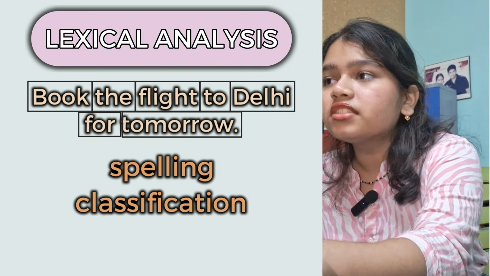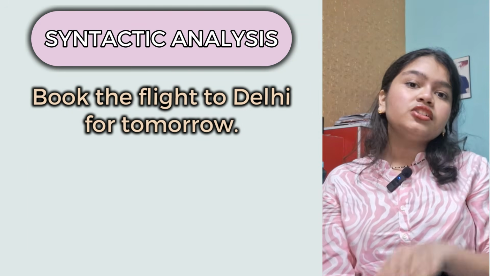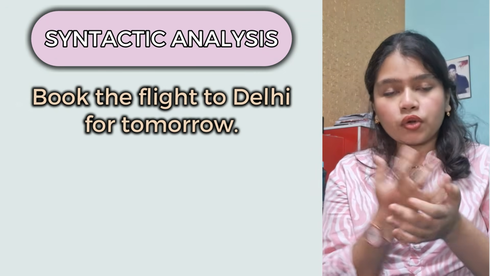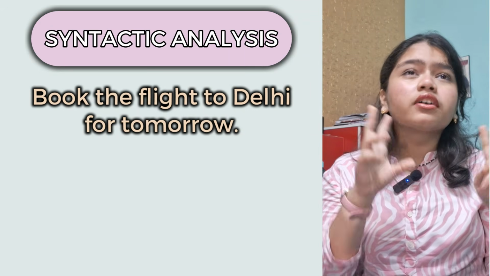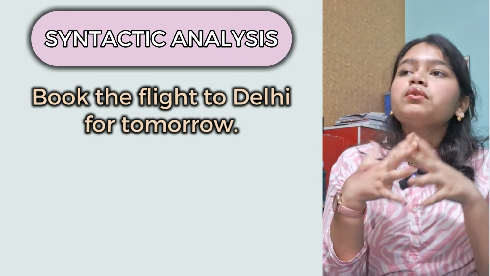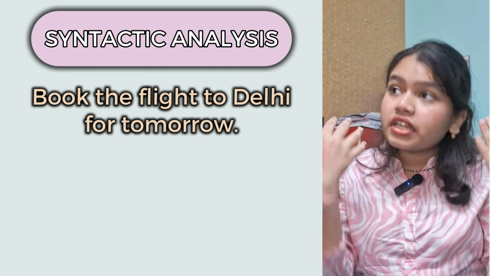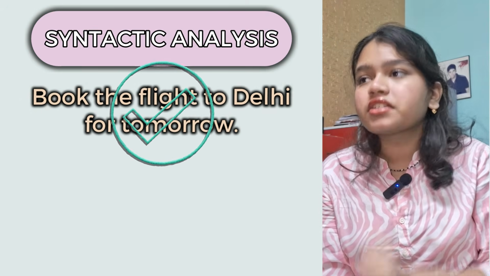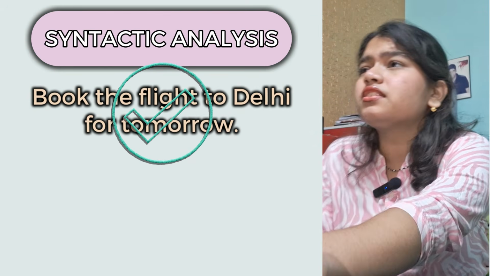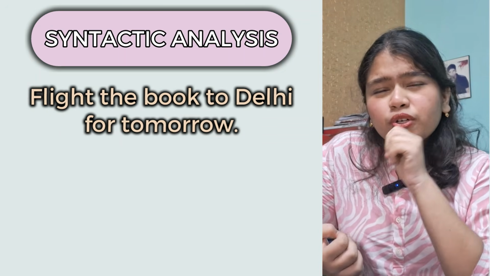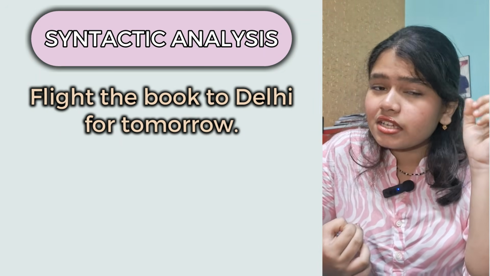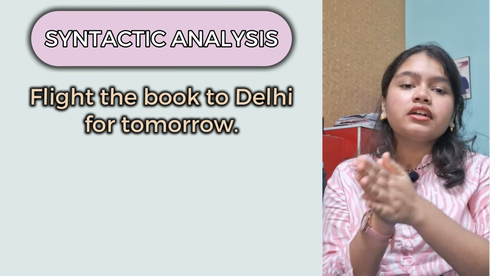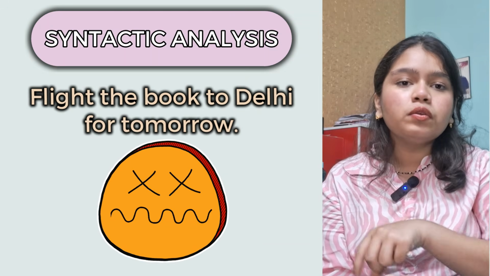Okay, the next step is syntactic analysis. It checks the syntax of the tokens, and this is also called the grammar check. So it will check if the sentence is grammatically correct or not. "Book the flight to Delhi for tomorrow" is syntactically correct. But if we have a sentence like "flight the book to Delhi for tomorrow", does it sound syntactically correct? Obviously no. So this will not be approved by the syntactic analysis step, and an error will be given.